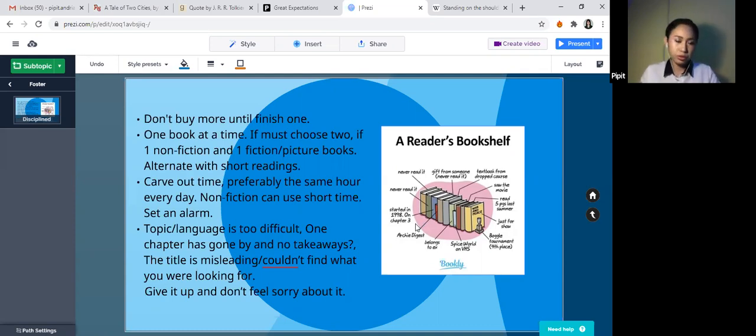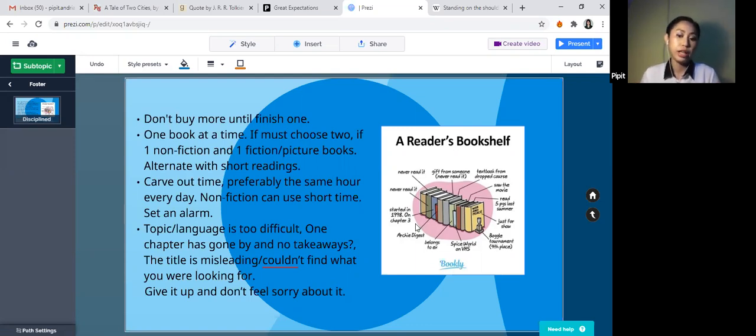So we know we go to Big Bad Wolf a lot of times, right? But a lot of people have not even read the books from last year, but they already buy a lot more this year. So we should really avoid this type of habit. We need to promise ourselves, I'm not going to buy any more books if I have not finished at least one.